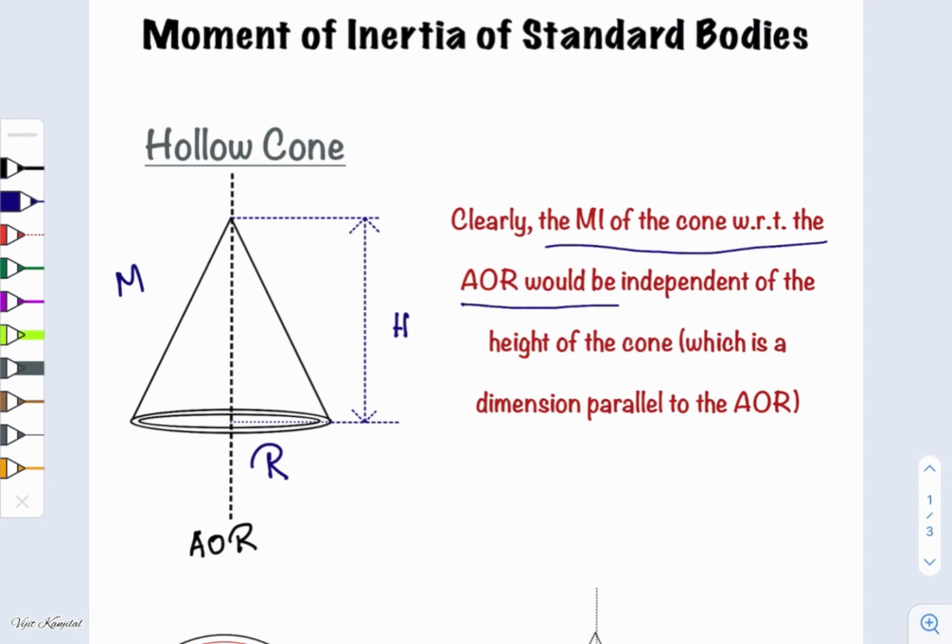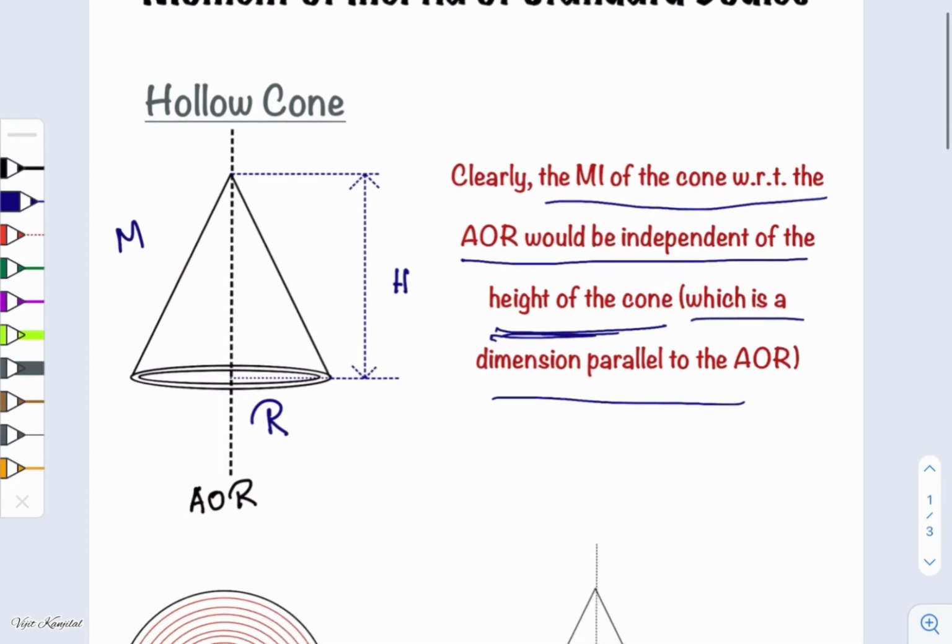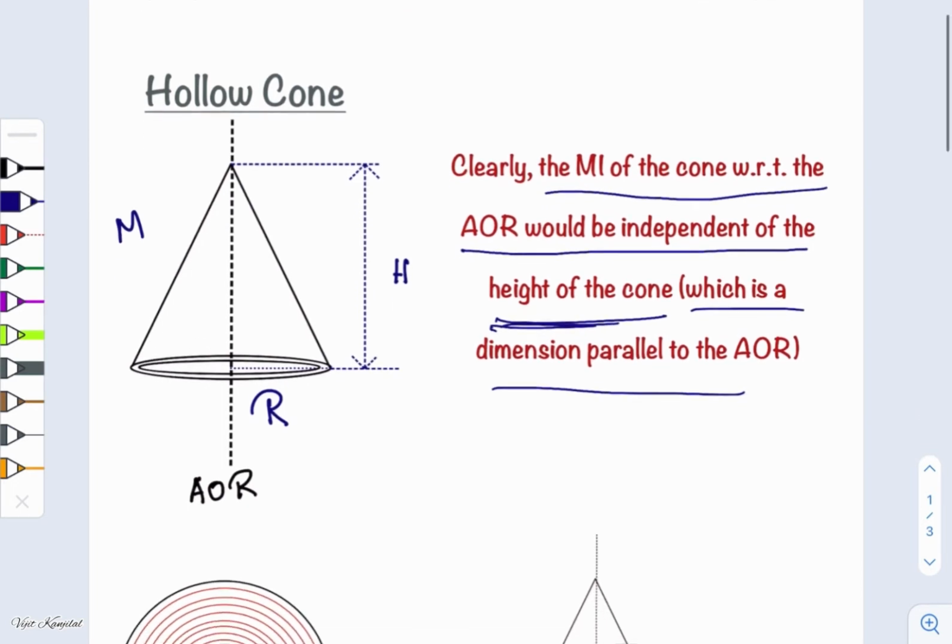From the last video, it is pretty clear that the moment of inertia of the cone with respect to the axis of rotation should be independent of the height of the cone. Why? Because the height of the cone is a dimension which is parallel to the axis of rotation. So, it is quite clear. Now, let's try to calculate the moment of inertia of this hollow cone.